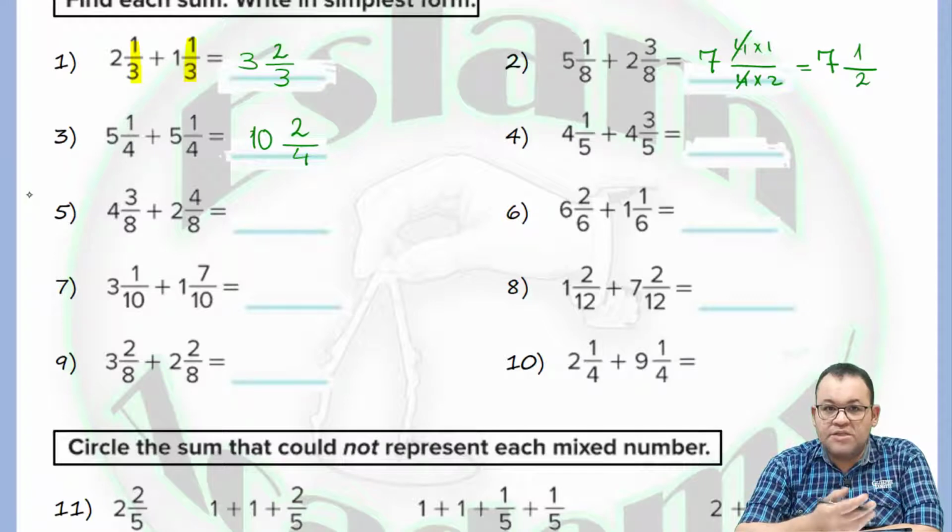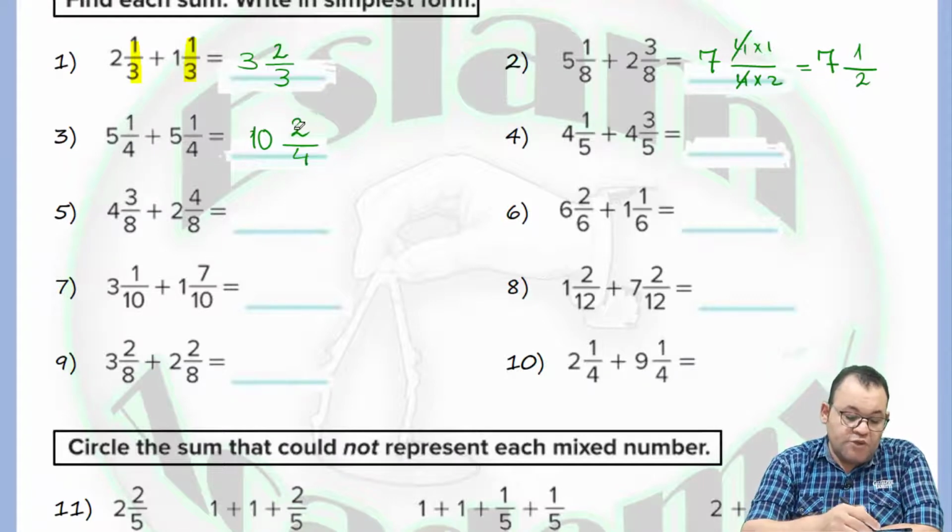2 over 4 is not the simplest form, because we can write 2 as 2 multiplied by 1, and 4 will be equal to 2 times 2. Now we can cancel out 2 and 2. So the answer in the simplest form: 10 will be the same, and the fraction will be 1 over 2.